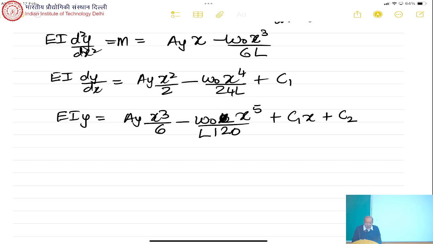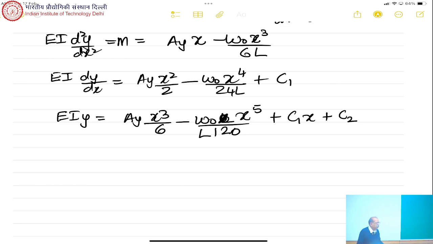Okay, so now how do you solve this? What are the three boundary conditions again? The same as before: at x is equal to 0, y is 0; at x is equal to L, y is 0; at x is equal to L, dy by dx is 0. So put these three boundary conditions and you will get C1, C2 and Ay. So your answer, reaction at y comes. You have to find the slope, you put dy by dx.